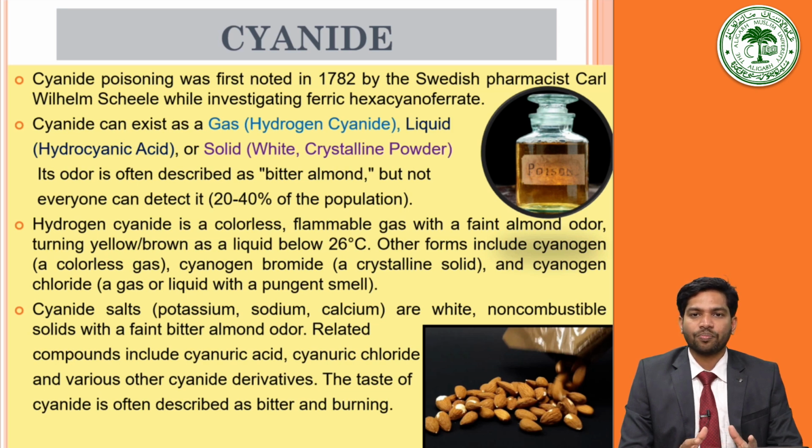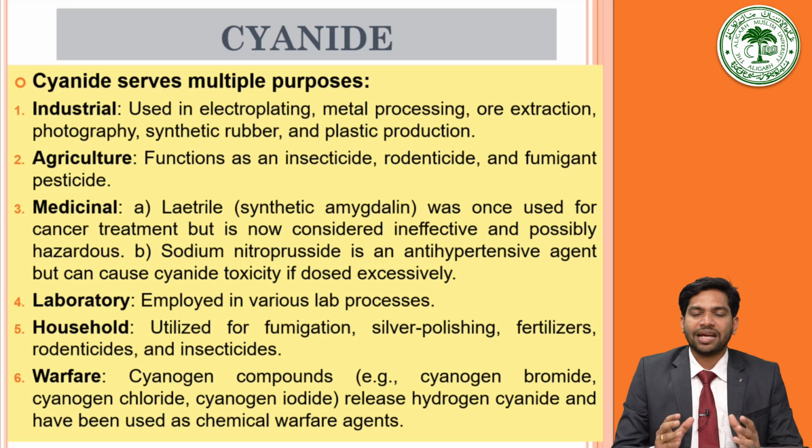Cyanide salts like potassium, sodium and calcium cyanide are white, non-combustible solids with a faint bitter almond odor. Compounds related to the cyanides include cyanuric acid, cyanuric chloride and various other cyanide derivatives. The taste of cyanide is often described as bitter and burning. The color of cyanide in liquid form is brownish or yellowish, and it resembles bitter almond in odor.